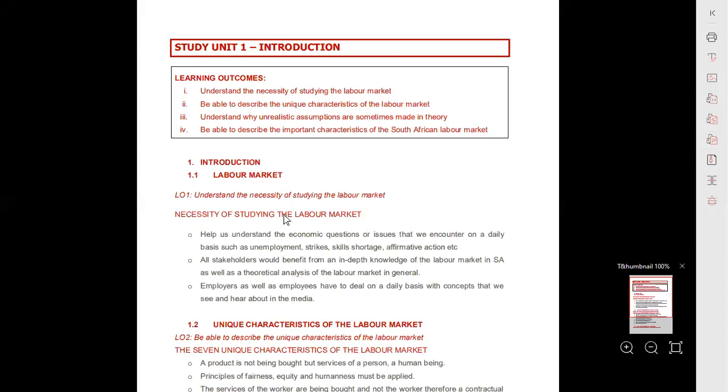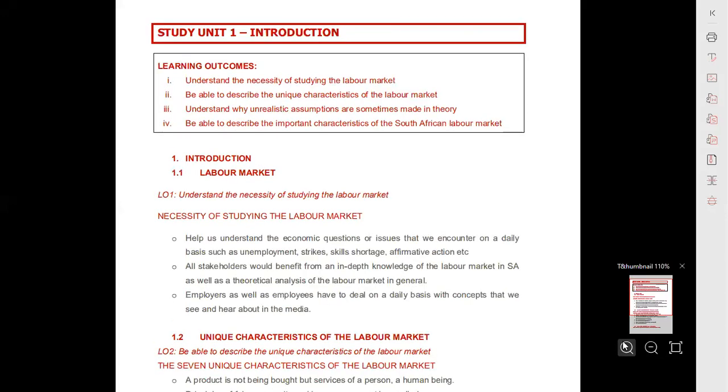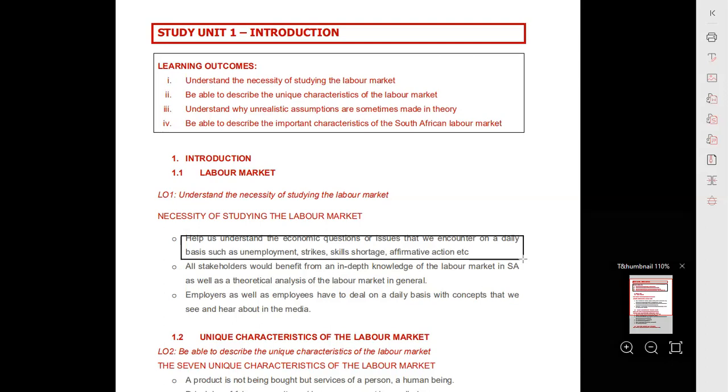The necessity of studying the labor market. Why are we even studying the labor market? What are the reasons for studying labor economics? The labor market helps us to understand economic questions or issues that we encounter on a daily basis. Whether unemployed or employed, we encounter facets of the labor market each and every day.